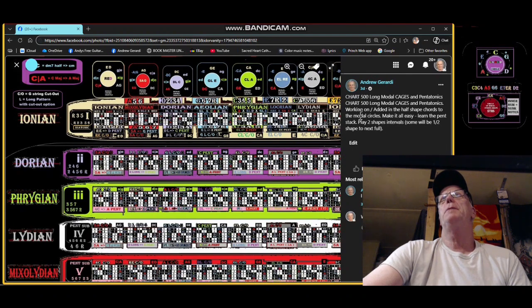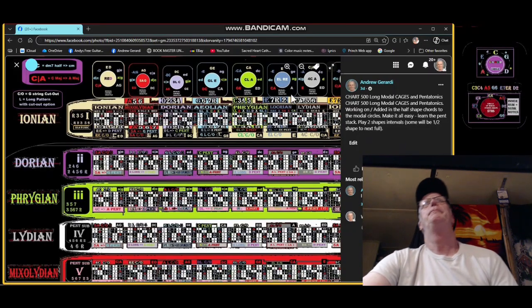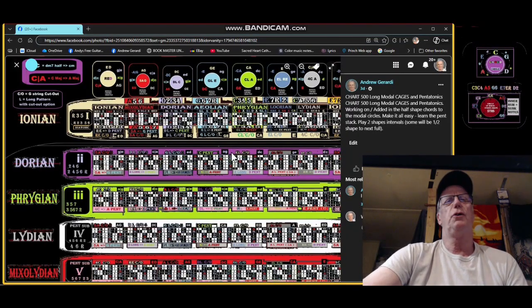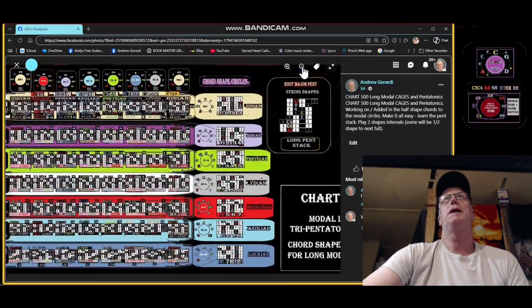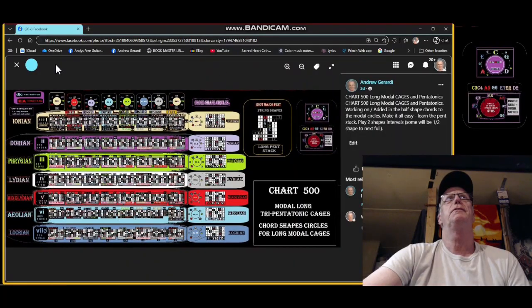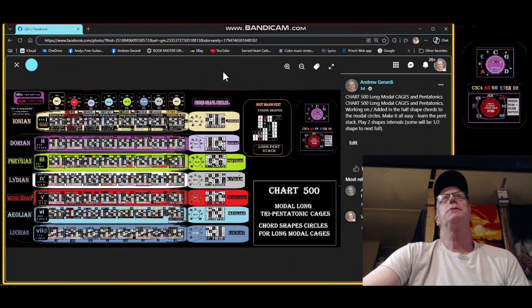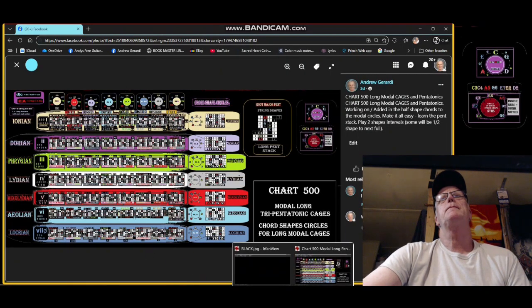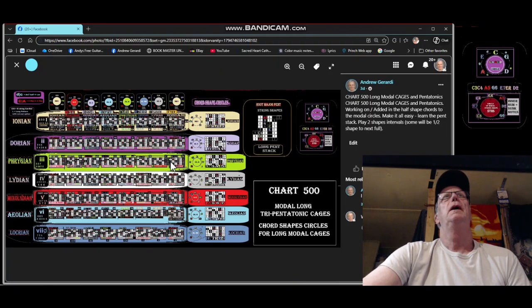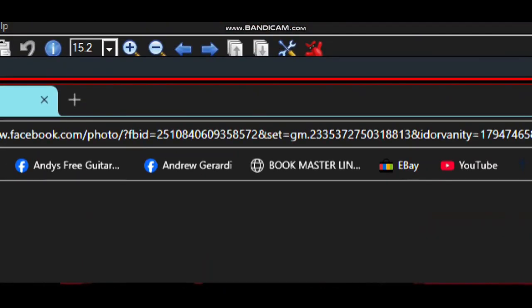And then we have some comments I made working on it. Added in the half-shaped chords to the modal circles. And you can't control-wheel out of this, or you'll shrink the whole page. You have to go minus on the magnifying glass on Facebook. So that's about the best we can get on Facebook for this. And I can hit magnifier, and we can take a look at that website there.